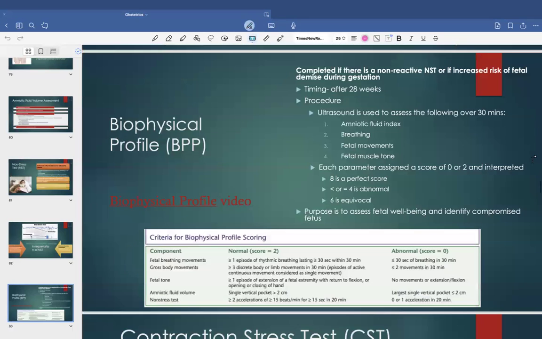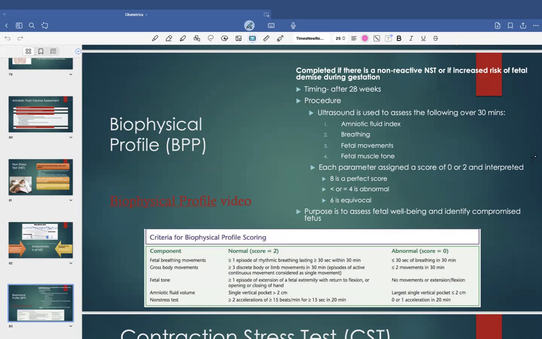The biophysical profile, or the BPP, is completed if there's a non-reactive stress test. So this is our follow-up test. We want a reactive stress test. So when it's non-reactive, you may need to get another test, the BPP profile, or if there's an increased risk of fetal demise during gestation. You want to do this after 28 weeks.